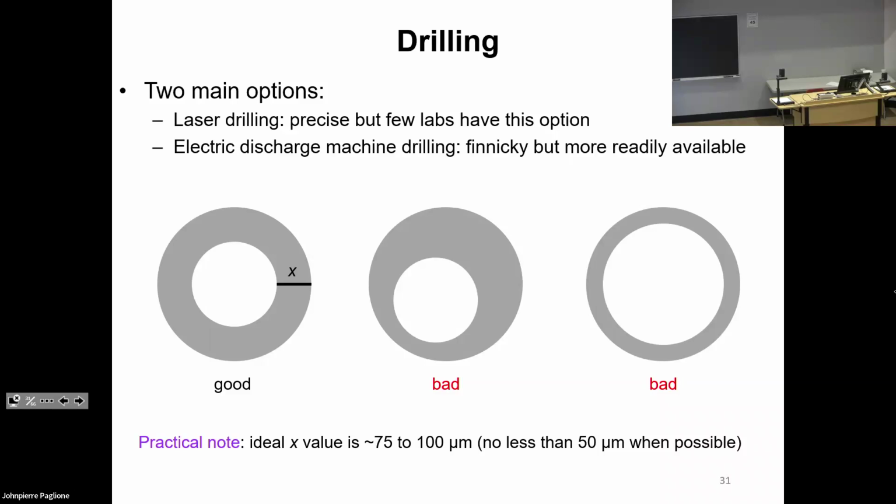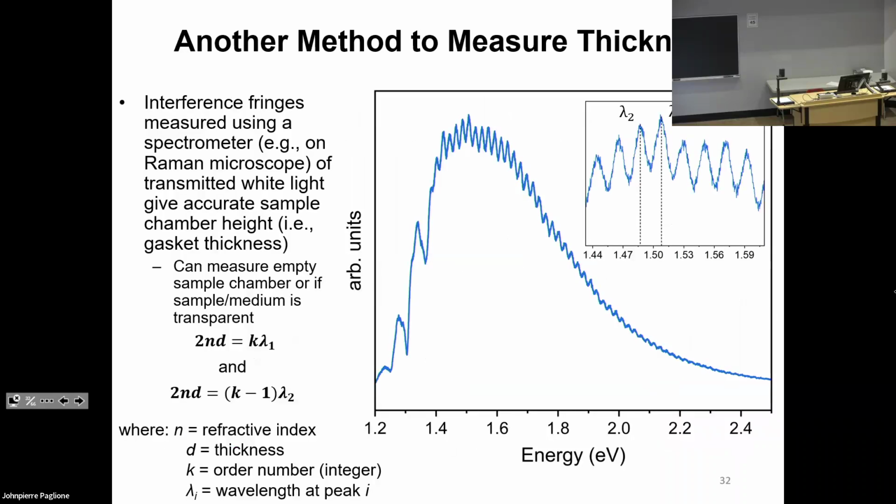For example, for maybe a 300 micron gasket, I might want to drill a 100 micron hole so that I have 100 microns all the way around, and that's certainly plenty more than enough. You can go down even lower. I'd say probably no less than 50 microns here or so. Rough rule of thumb.